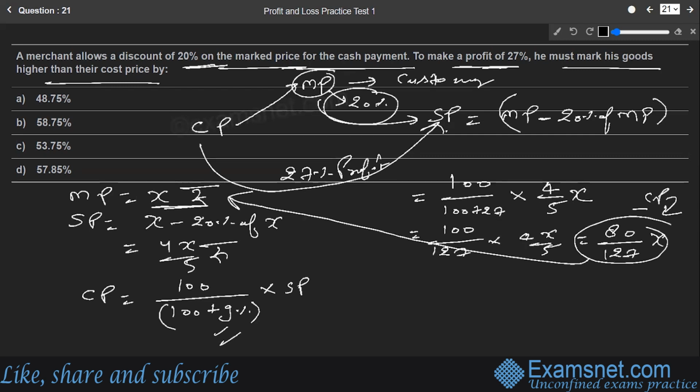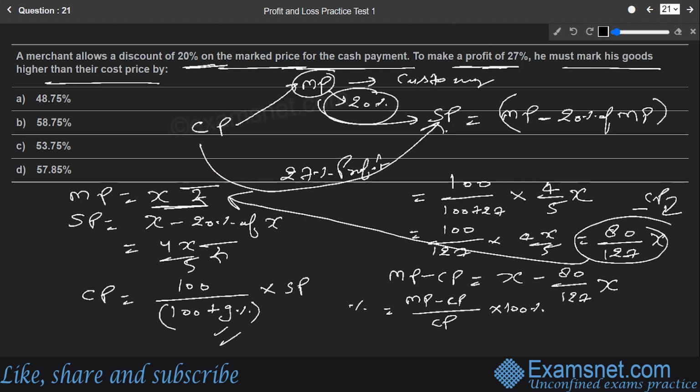For that we need to know the difference between the mark price and the cost price. So the mark price and the cost price have a difference of X minus 80 by 127X. That is the difference between mark price and cost price. And they are asking how much percent above it is marked. For percentage, we need a denominator. So how much percent above it has been marked? That should be the difference between mark price and cost price divided by the cost price itself, because the percentage mark should be over the cost price only, so the denominator is cost price only, into 100%.